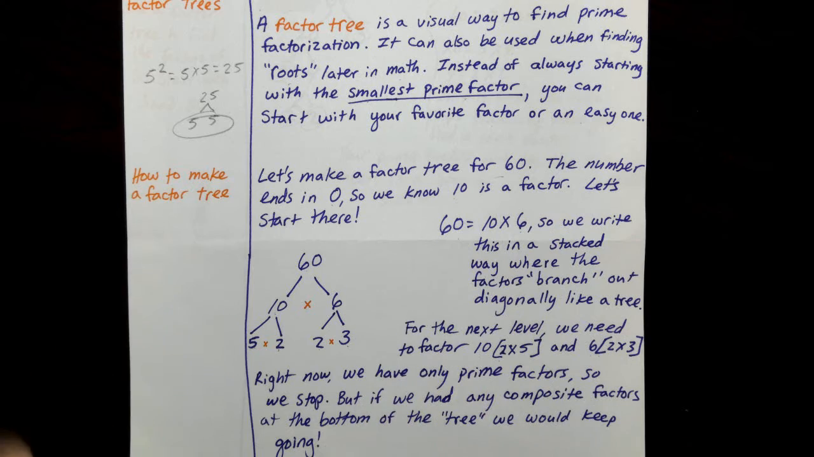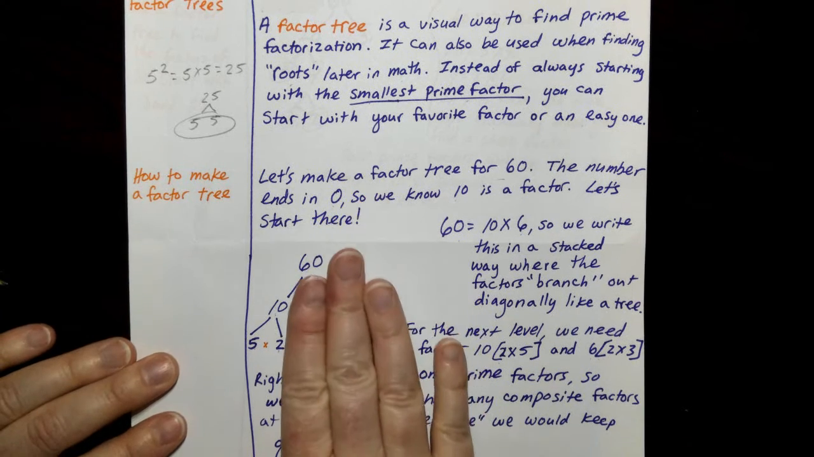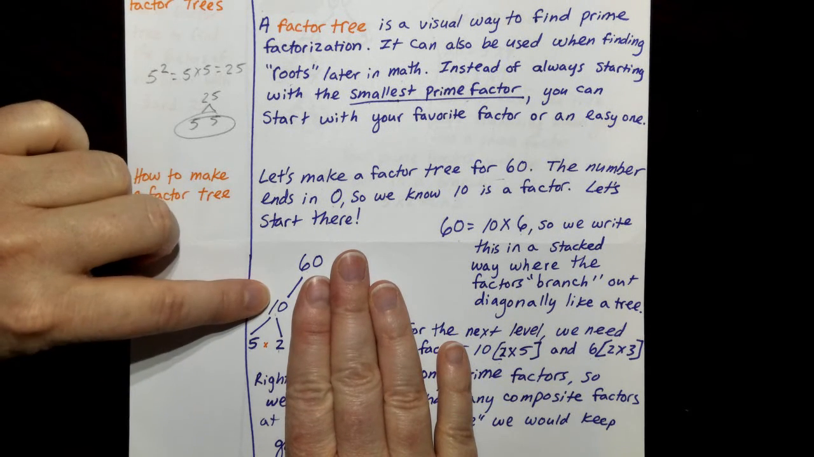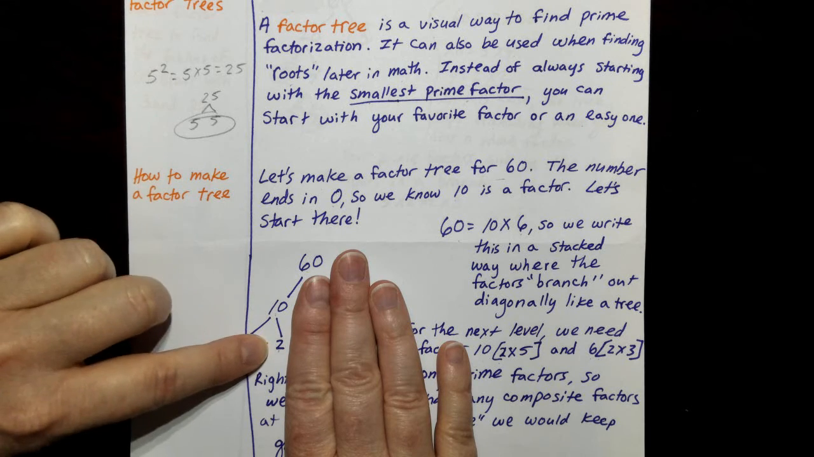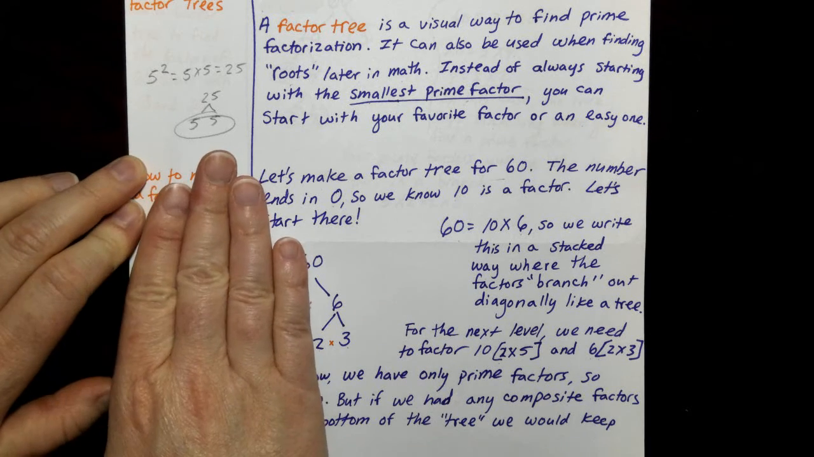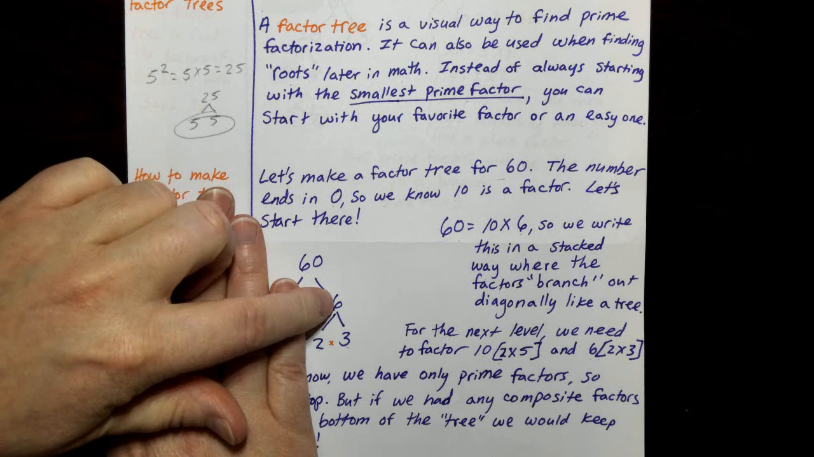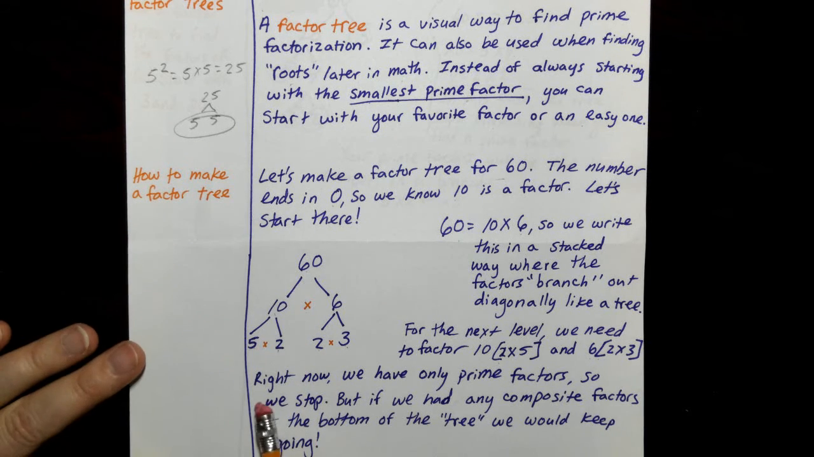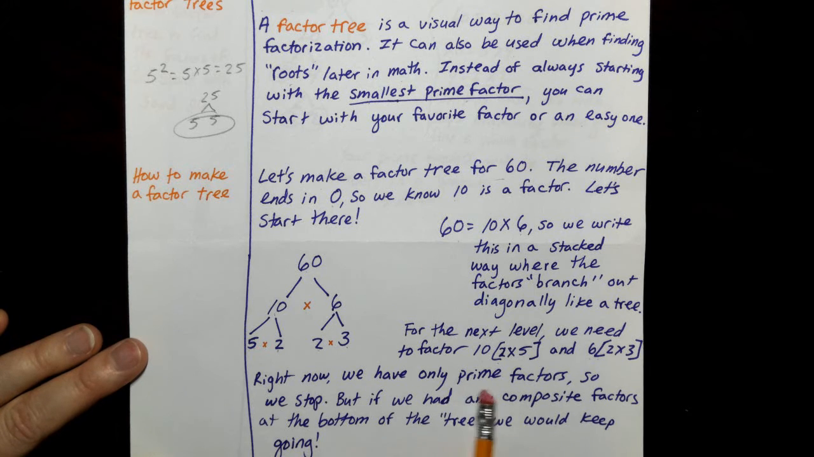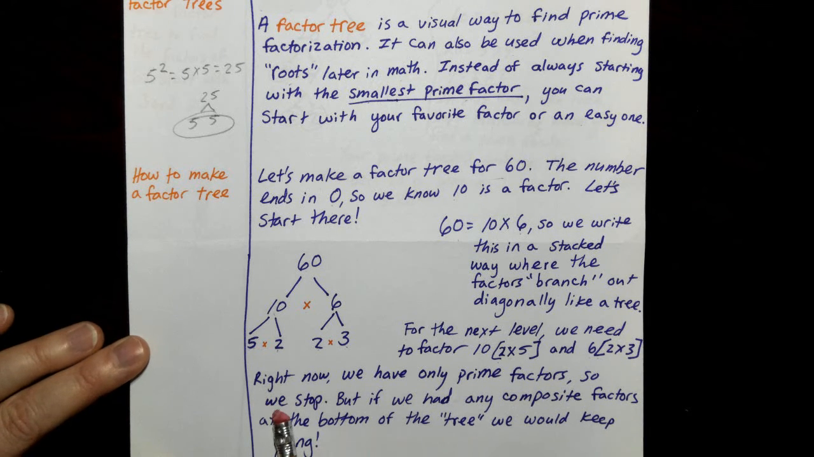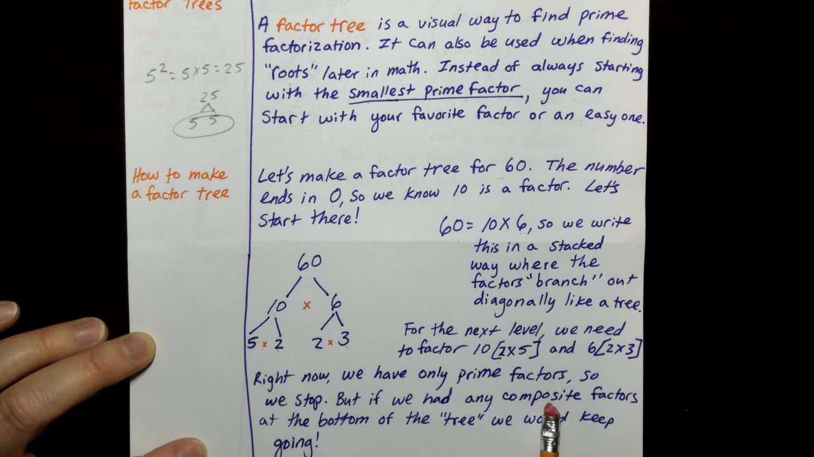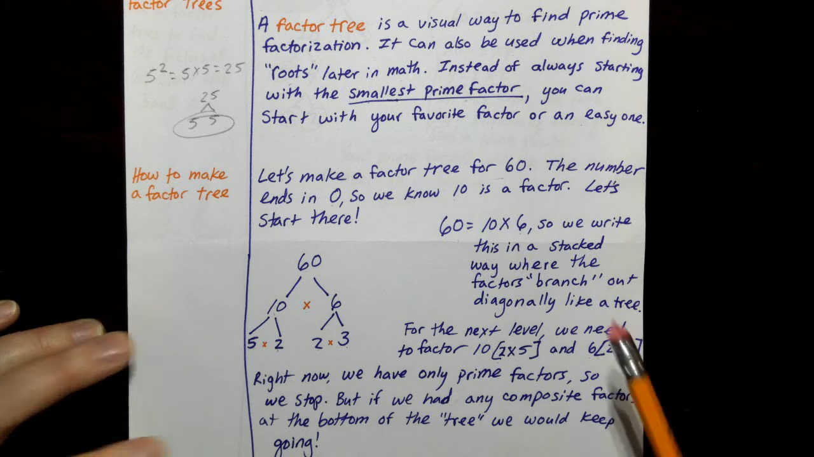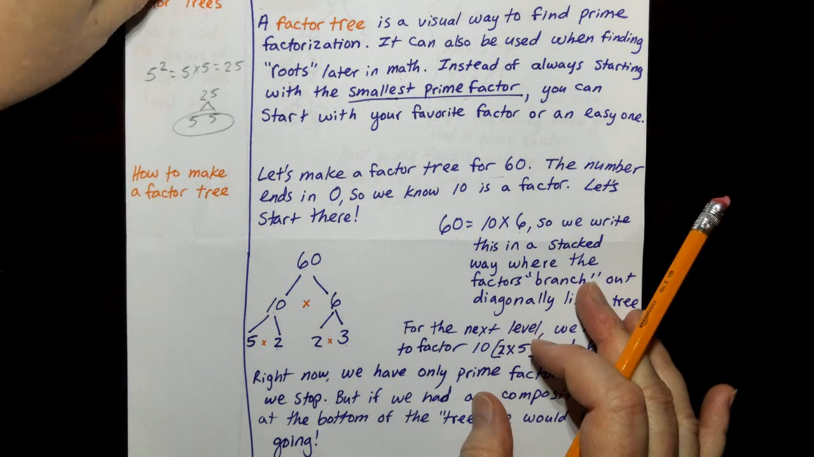So notice, if I were to cover up this side, I'm only looking at my 10, I'm looking at my 5 and my 2. If I only look at this side, I've got my 6, and it branches down to 2 times 3. So right now we have only prime factors, so we stop. But if we had any composite factors at the bottom of the tree, we would keep on going. So we're going to do an example like that next. Okay, so I'm going to move on.